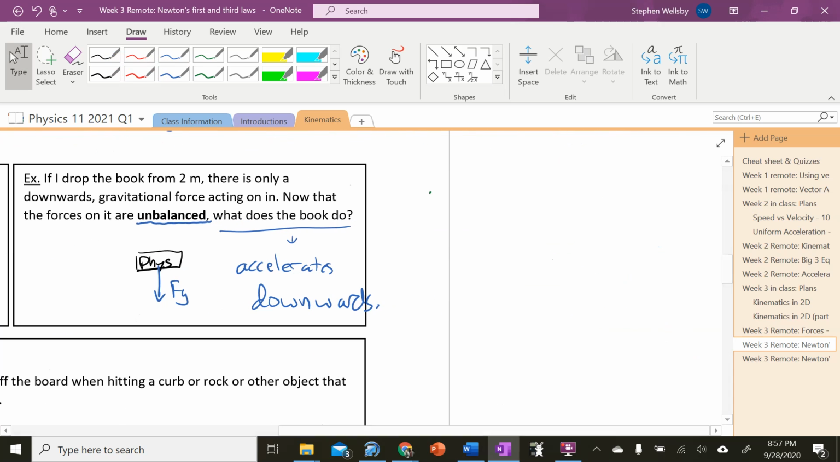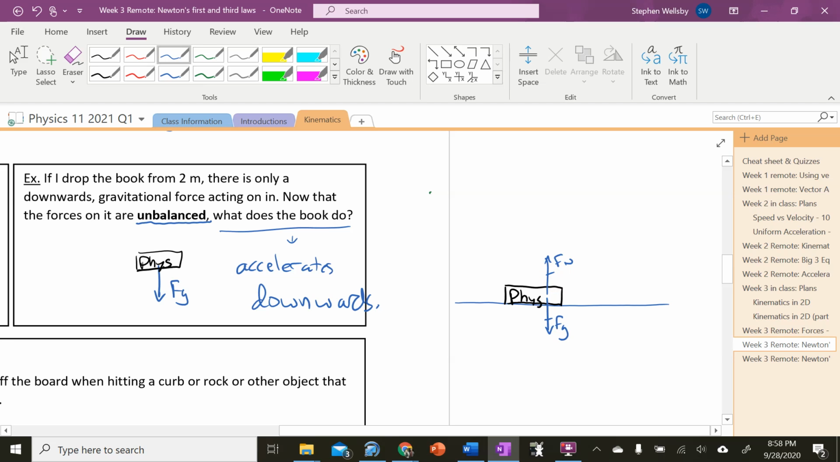Let's say you are on a big sheet of ice, and on this big sheet of ice, you've decided to throw your textbook. Now we're going to pretend this is a perfectly frictionless sheet of ice. There's absolutely zero friction on this whatsoever. So if I have no friction acting on this, what are the forces? We're still going to have Fg, and we're still going to have our normal force. So these two forces are acting on it.